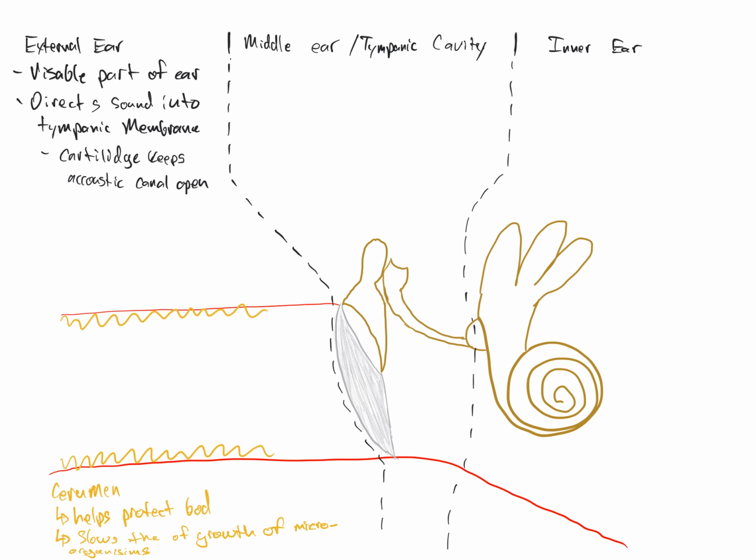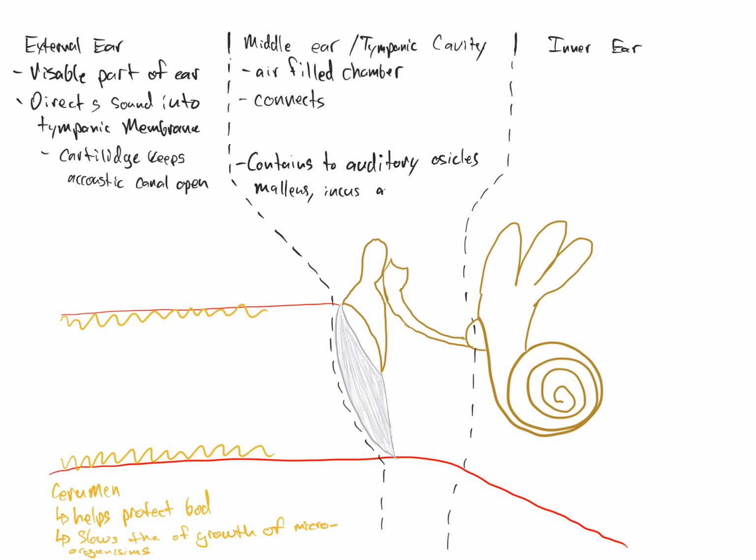So onto the middle ear, it's an air-filled chamber. It connects to the pharynx, and it contains the auditory ossicles, which are the malleus, incus, and stapes.